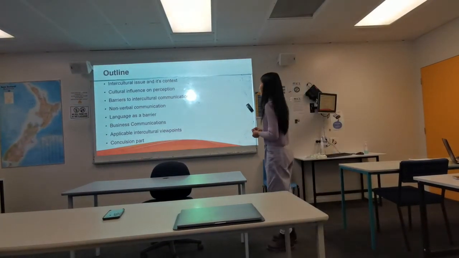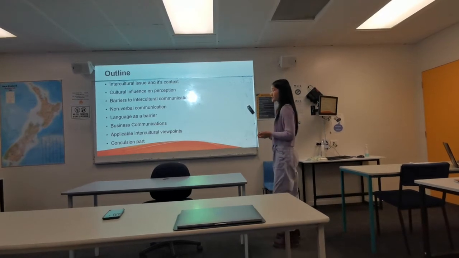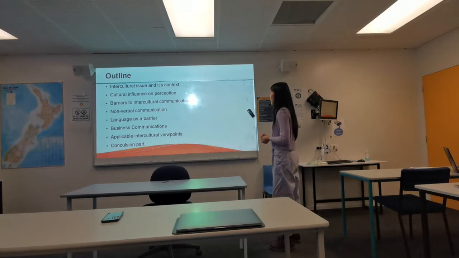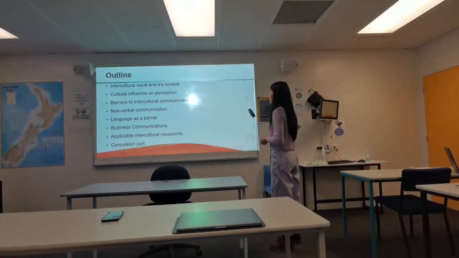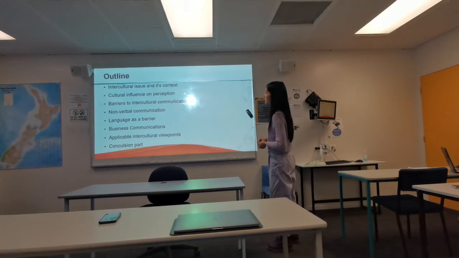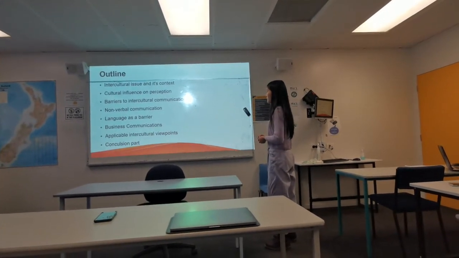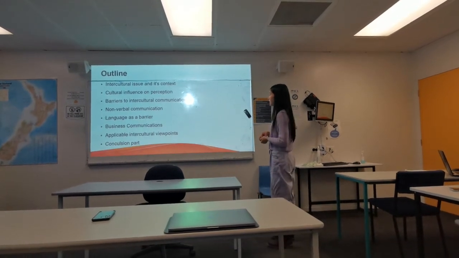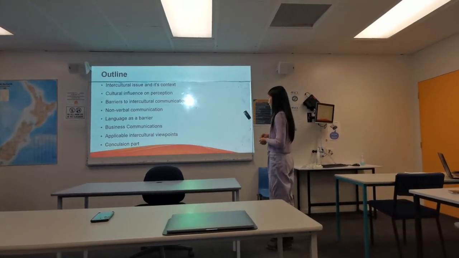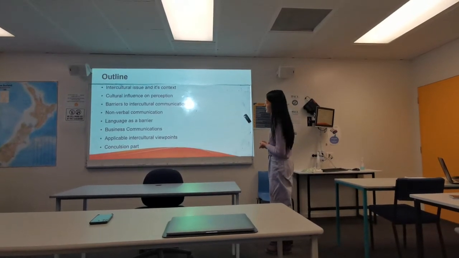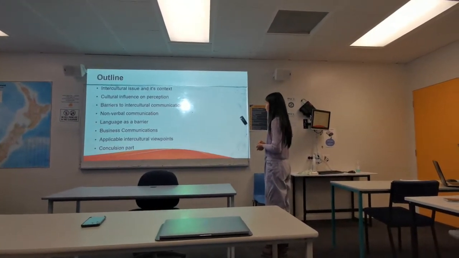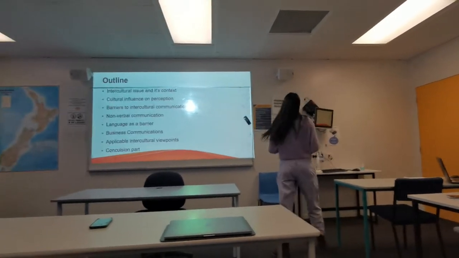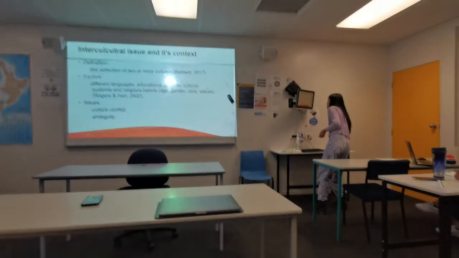Here's my outline. First one is intercultural issue and its context. Second one is cultural influence on perception. Third one is barriers to intercultural communication. The fourth is non-verbal communication. Fifth is language as a barrier. Next is business communications. And last thing is applicable intercultural viewpoints. And I will give you a conclusion part.